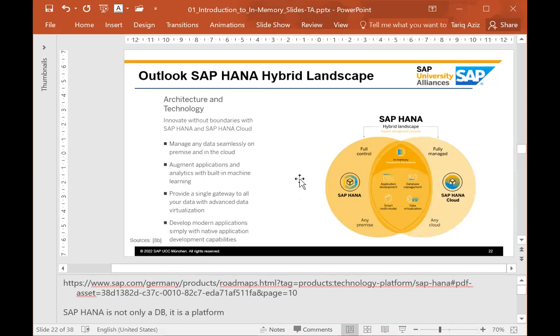Now, if we look at the HANA hybrid landscape, hybrid means you have on premises, and some of the part is available on the cloud. Or you can have it fully on premises, no problem, or fully on cloud, no problem, or some portion on the cloud and some on premises.